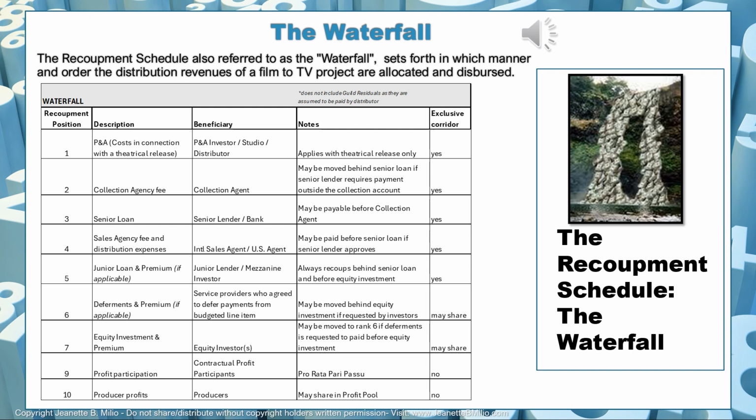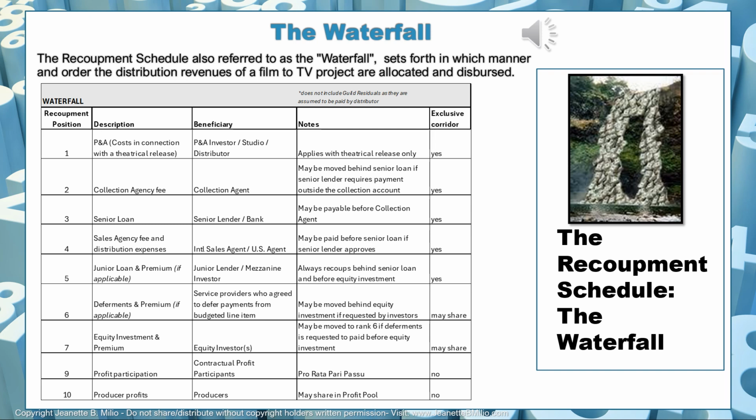However, if the senior lender is not a bank and might be an investor who's comfortable paying the sales agent first and the collection agent first, the sales fee and distribution expenses could actually jump up into position 2. It all depends on what the contractual negotiations entail. But normally you would see them here after the senior loan has recouped.